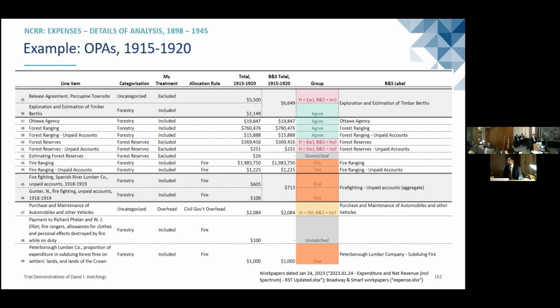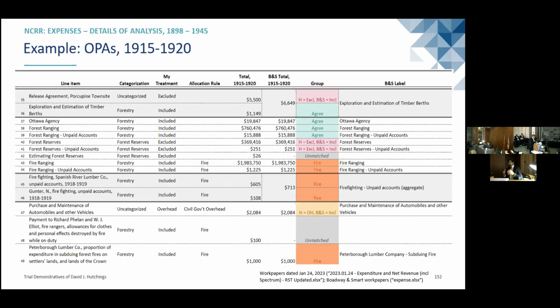The next big item is 43, and I guess 43 through 46. We have yet another new color. It's an orangish color, I guess, maybe fire orange, and it relates to fire expenses, fire ranging, firefighting, etc. So why is it orange here?